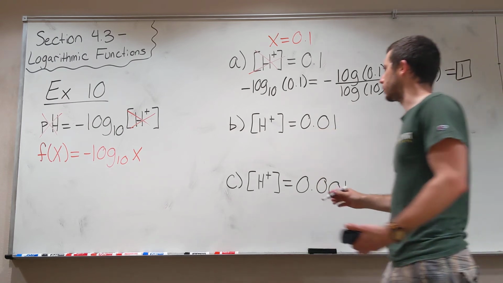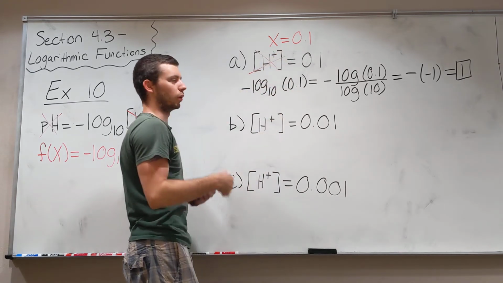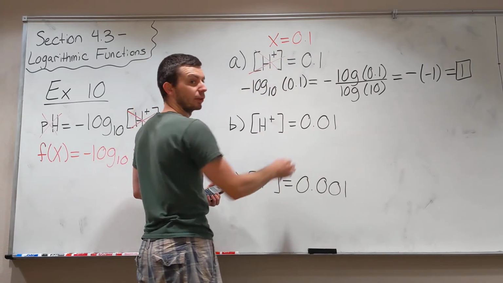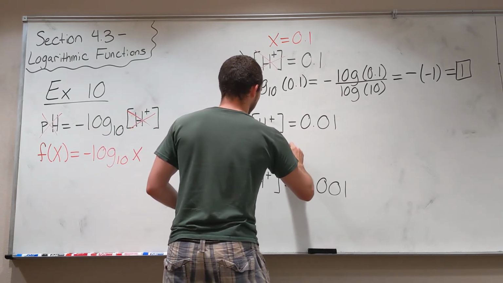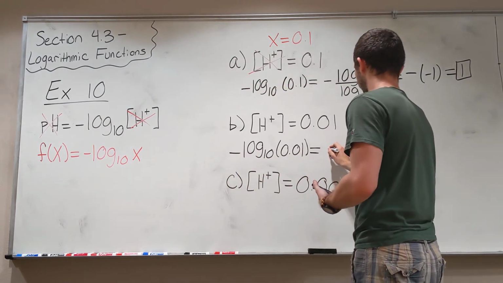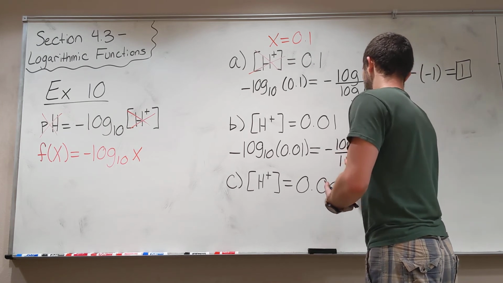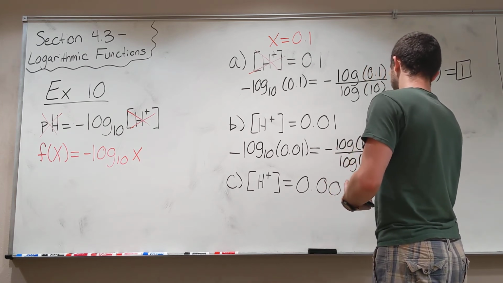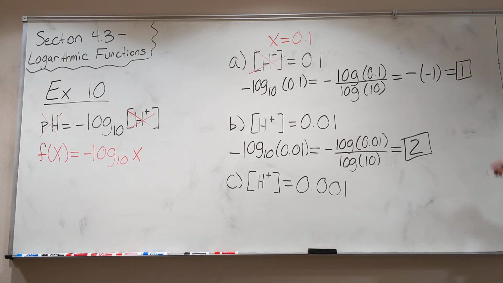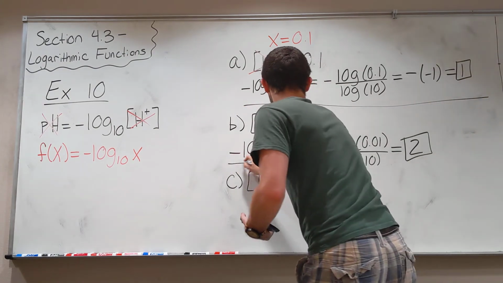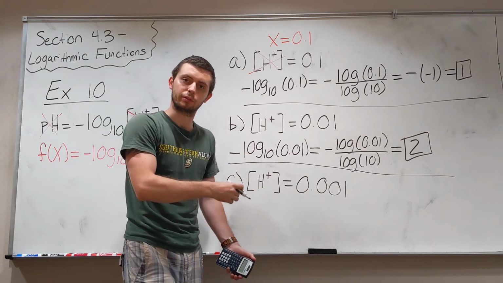So let's move on to part B here. It's the same idea, except instead of x is 0.1, we're going to plug in x is 0.01. So let's go ahead and do that as well. But it, of course, follows the same idea. If you plug in all of that correctly, you should get positive 2 as your answer for that one. And then finally, same thing, but they append another 0 to the front.